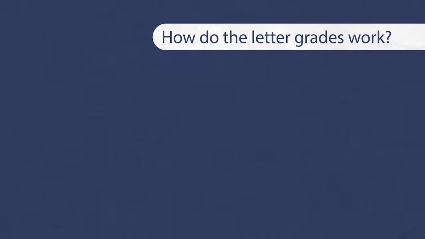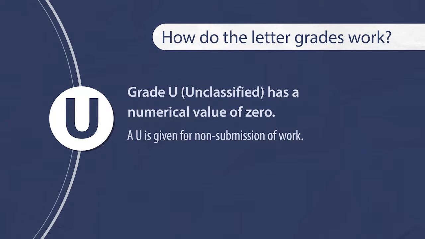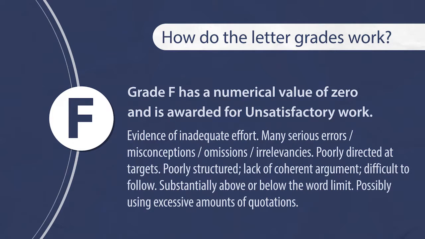To understand what the university's letter grades mean, let's look at descriptions of each. Grade U, unclassified, has a numerical value of 0. A U is given for a non-submission of work. Grade F has a numerical value of 0 and is awarded for unsatisfactory work. Evidence of inadequate effort, many serious errors, misconceptions, omissions, irrelevancies, poorly directed at targets, poorly structured, lack of coherent argument, difficult to follow, substantially above or below the word limit, possibly using excessive amounts of quotations.